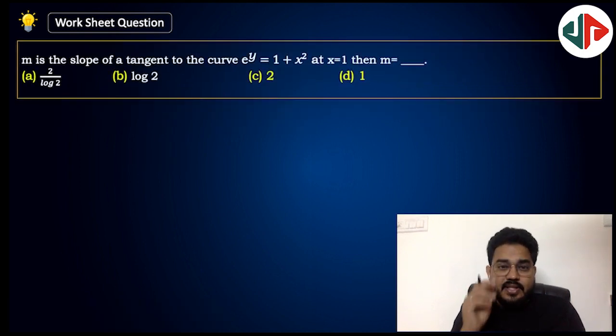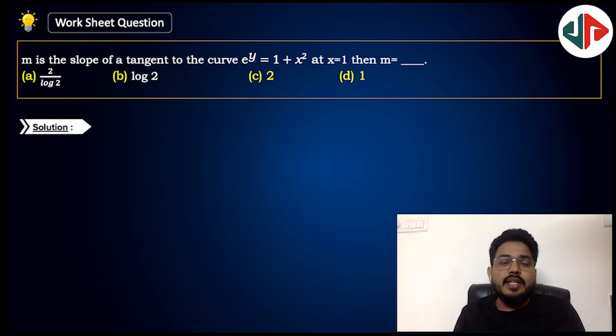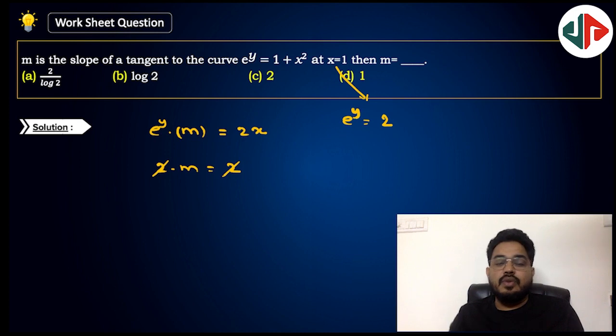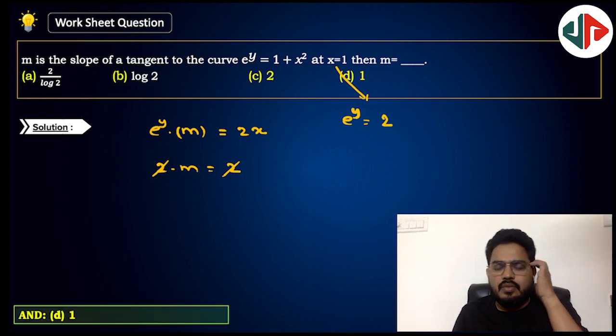m is the slope of the tangent to the curve at x is equal to 1. So what is the m value at x is equal to 1? So e power y into m, dy by dx, I'm writing m, is equal to 2x. So e power y is equal to 1 at the point 1 comma 1, and x is equal to 1, you substitute 2. So 2 into m is equal to 2 because x is equal to 1. Cancel. So m is equal to 1. What is the value of m? m is equal to 1.